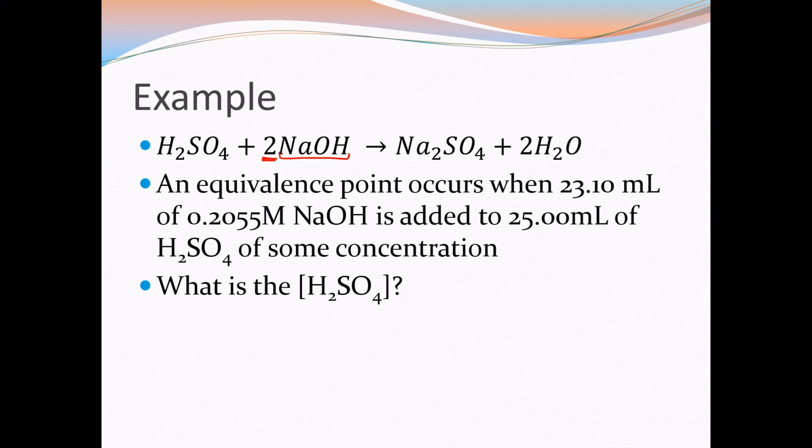Okay, so in this particular example, the equivalence point occurs when we add 23.1 milliliters of this much sodium hydroxide, which is added to 25 milliliters of sulfuric acid of some concentration. So this is our unknown concentration. And then it asks us what's the concentration of H2SO4.